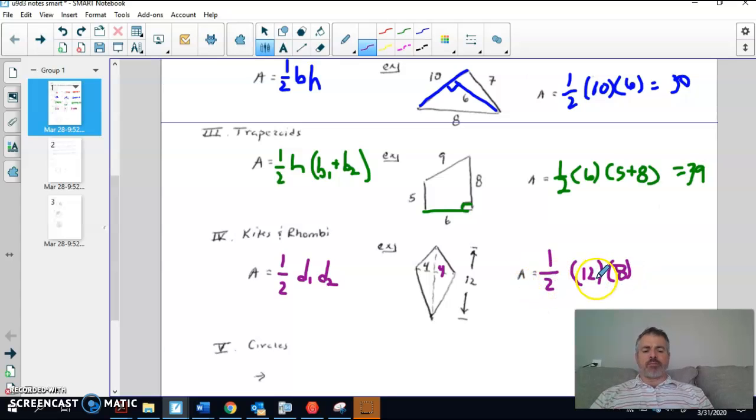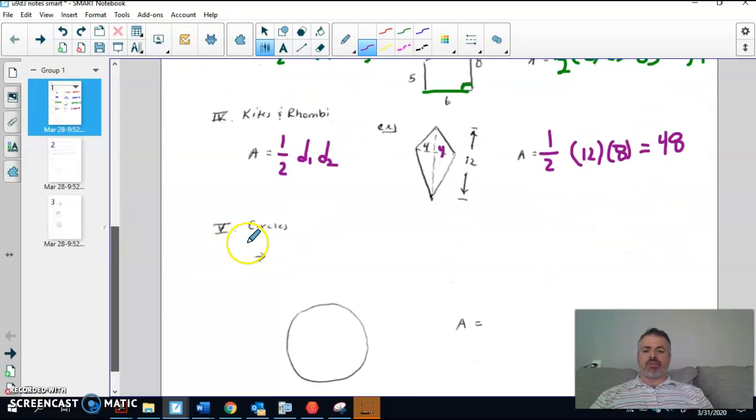So if I do 1/2 times 12, that's 6, times 8, that's 48 square units. Or you could just plug it in your calculator. 48 square units. So that's everything we've done up until this point. So the new shape we're going to add today is that of a circle.